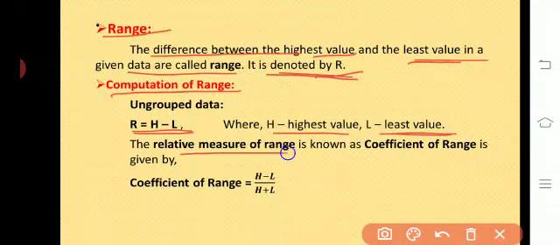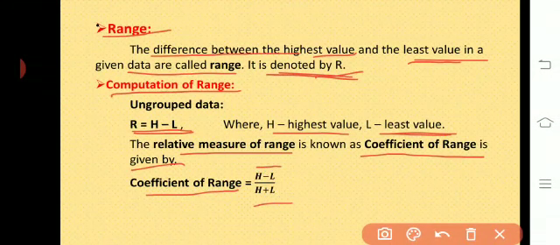Then the relative measure of range is known as the coefficient of range, and it is given by: coefficient of range is equal to H minus L divided by H plus L. That is, highest value minus lowest value divided by highest value plus lowest value.